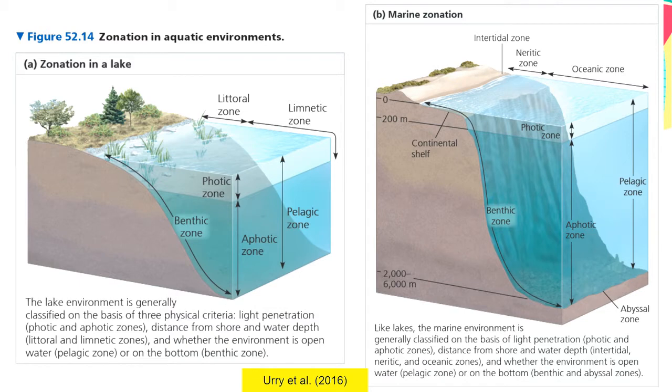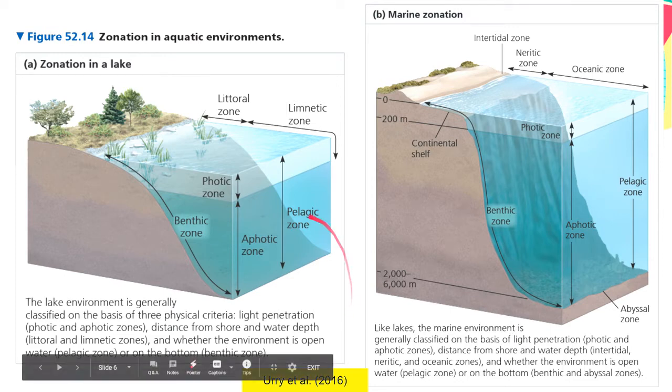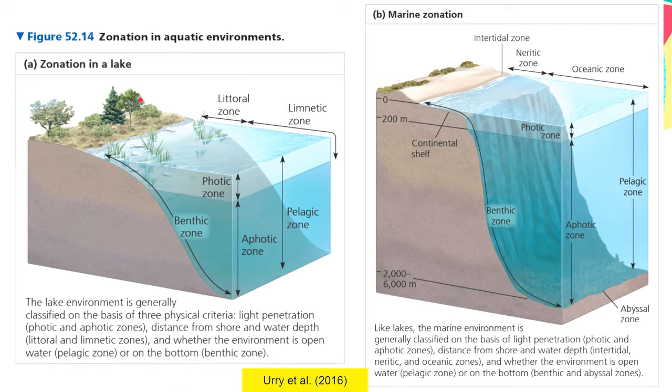So these diagrams show us the zonation in two types of aquatic biomes. The first one would be zonation in a lake. We all know that a lake is a freshwater type of biome, and these are its zones, or regions. You have the photic zone, as the name implies. Photic, they receive an ample amount of light, and that is necessary for algae and plants to perform their photosynthesis.